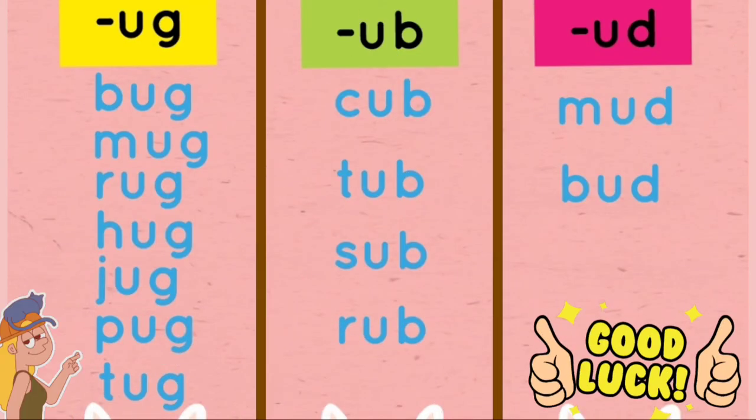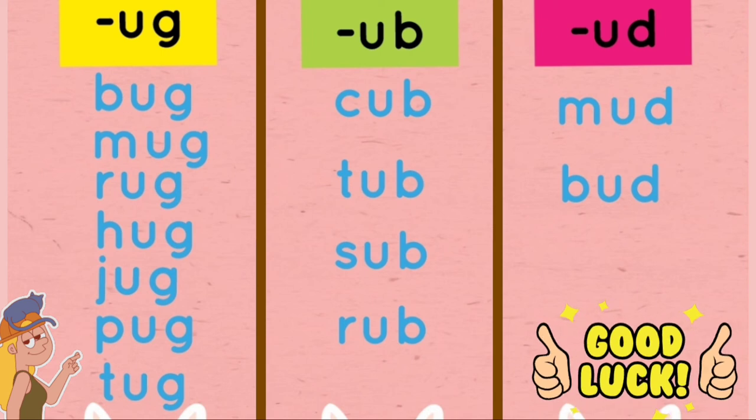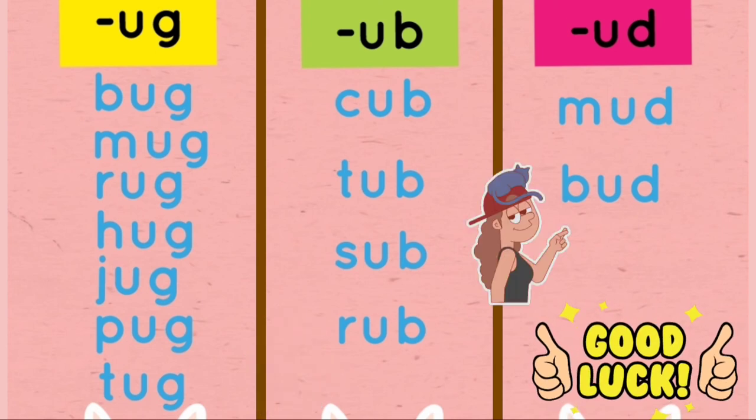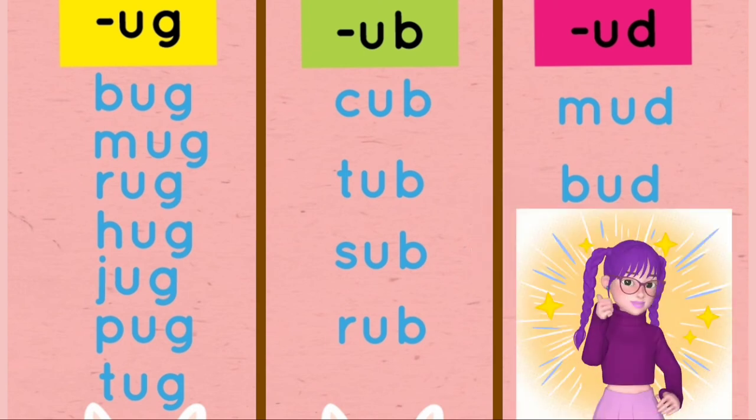Let's read it again, kids. Ug family. Bug. Mug. Rug. Hug. Jug. Pug. Tug. Ub family. Cub. Tub. Sub. Rub. Ud family. Mud. Bud. Good job, kids!